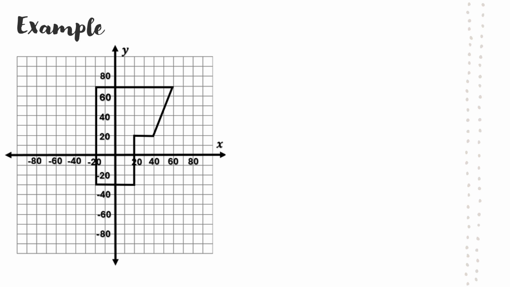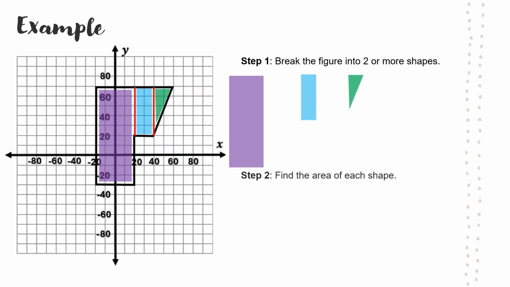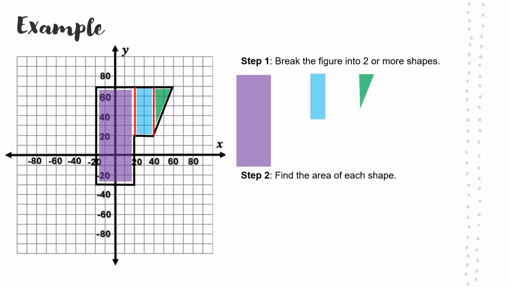For this shape we can draw an auxiliary line to create a rectangle and a trapezoid. Alternatively, we can add another auxiliary line to split the trapezoid into a rectangle and a triangle. This will show that the composite shape is a large rectangle, a small rectangle, and a small triangle.